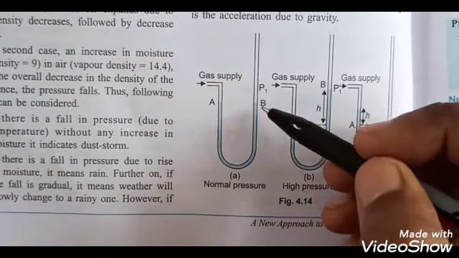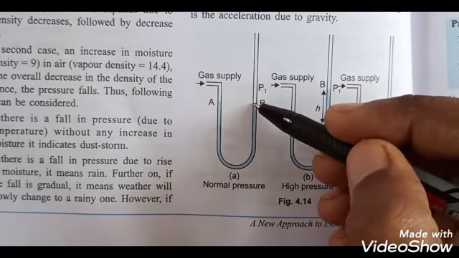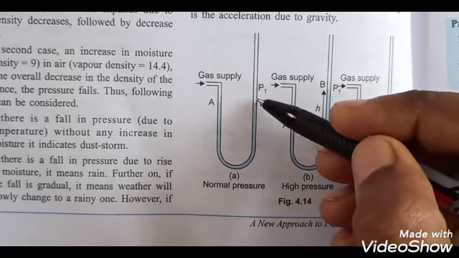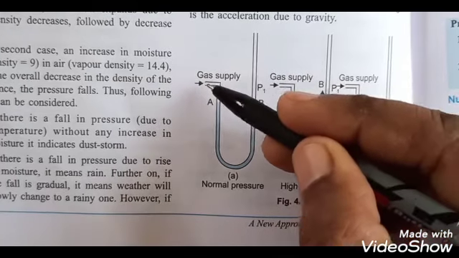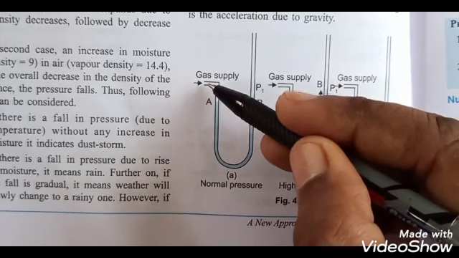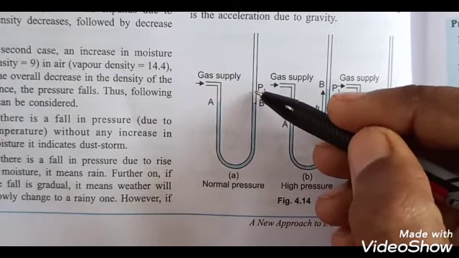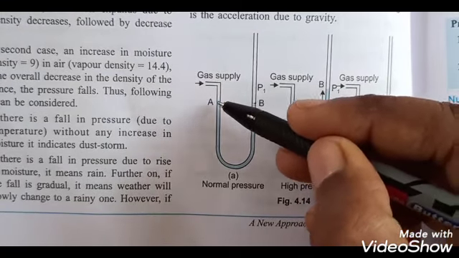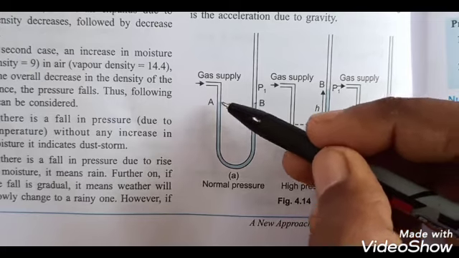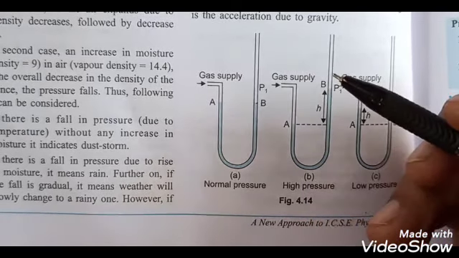In normal cases, what is the pressure acting on this side of the water? Atmospheric pressure, because this is in contact with air. On this side also atmospheric pressure is acting, as limb A is not connected with any gas. Here air pressure, here also air pressure, atmospheric pressure. So both the pressures are equal. Therefore the level of the liquid in both limbs will be the same.